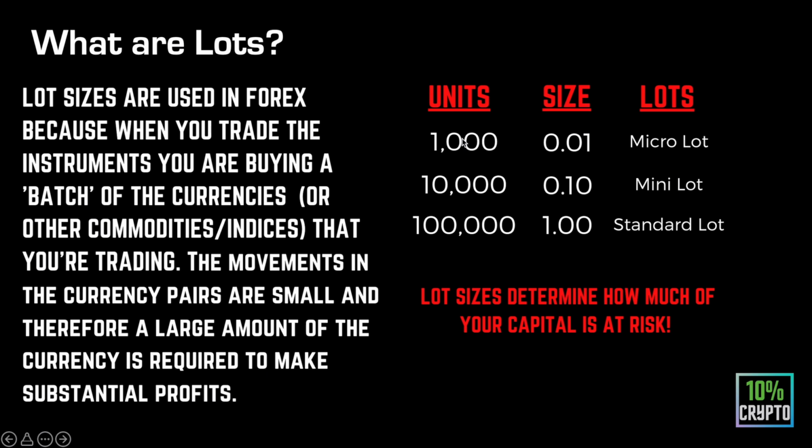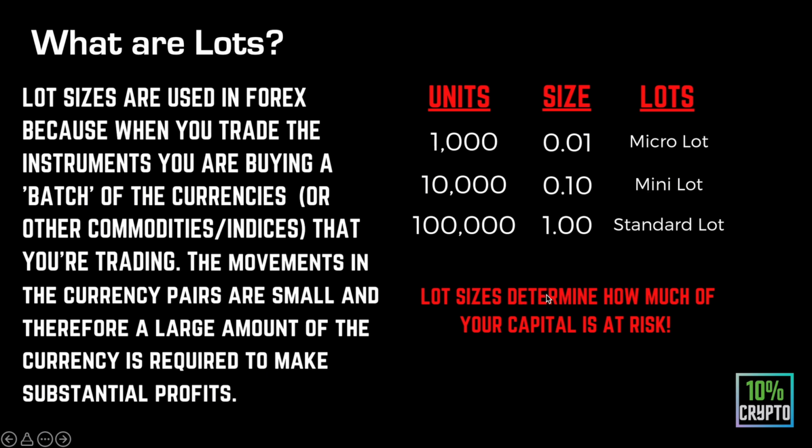Like I said, you buy it in batches, right? So 1,000 in terms of quantity is a 0.01 lot. So if you use a 0.01 lot on your MetaTrader 4, that's what it means. You're purchasing 1,000 of the said thing. This is known as a micro lot, and then so forth. You've got your examples for 0.1 and 1, your mini and standard lot.